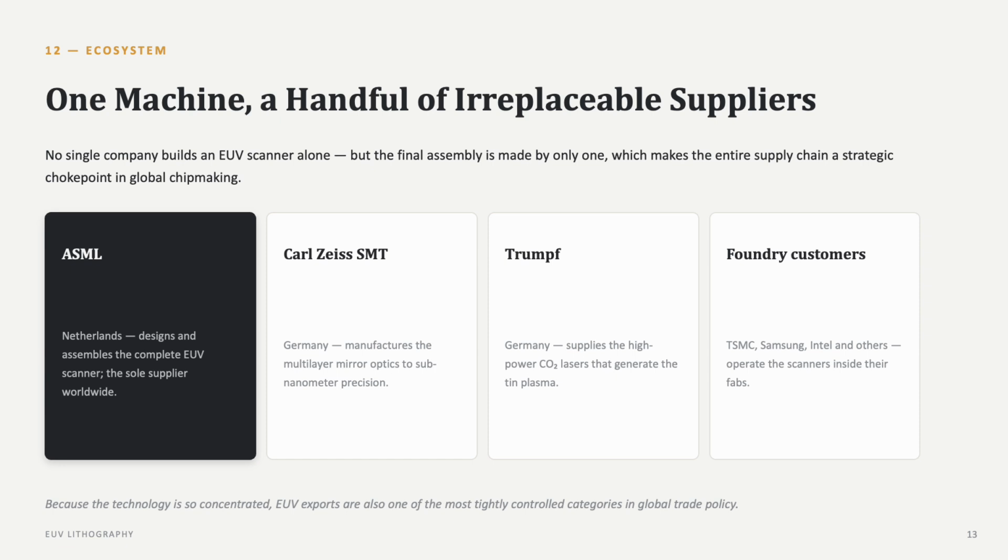Though no single company builds the EUV scanner, the final assembly is made by only one, that is ASML, thus making the entire supply chain a strategic choke point in global chip making.